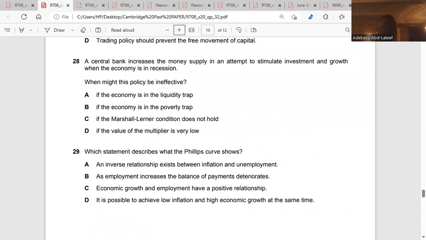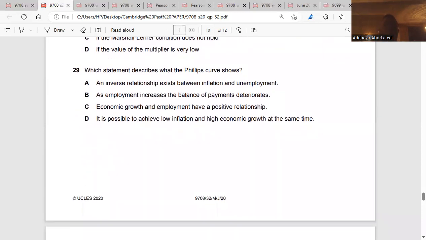28. The central bank increases the money supply in an attempt to stimulate investment and growth when the economy is in recession or depression. When might this policy be ineffective? This policy will not be effective if the country is lacking liquidity. Yes, there are policies on the ground, but there's no money to enforce these policies. So that means the country is in a liquidity trap. Okay. Clear? Is it clear, please? Very clear. 29. Which statement describes what the Phillips curve shows? The Phillips curve shows the inverse relationship between inflation and unemployment. We talked about that before.